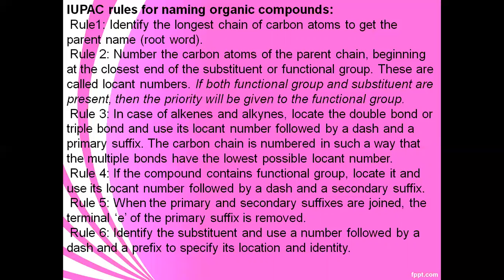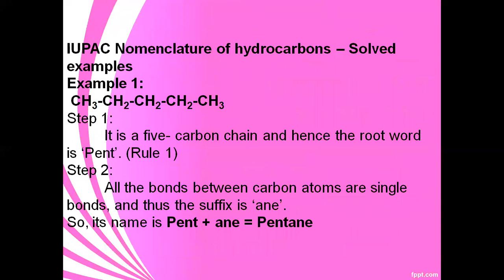Okay. So next we learn about examples. IUPAC nomenclature of hydrocarbons, solved examples. Okay. So first example: CH3, CH2, CH2, CH2, CH3. So first we have to calculate the root word, rule number 1. Okay. So 1, 2, 3, 4, 5. 5 carbons are present. So the root word for 5 carbons is pent. Okay. So pent.